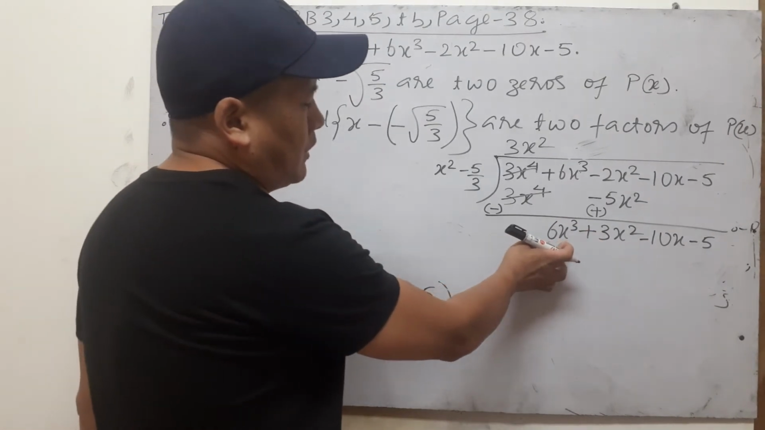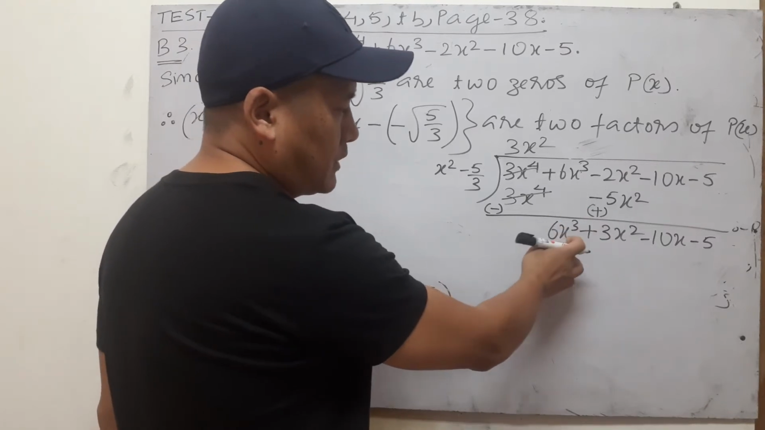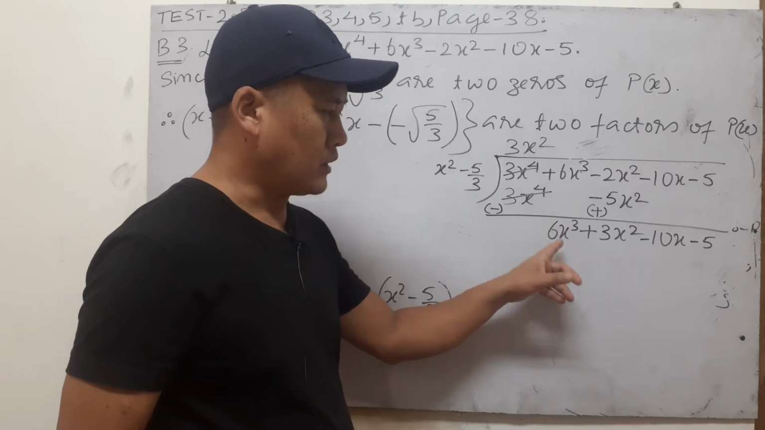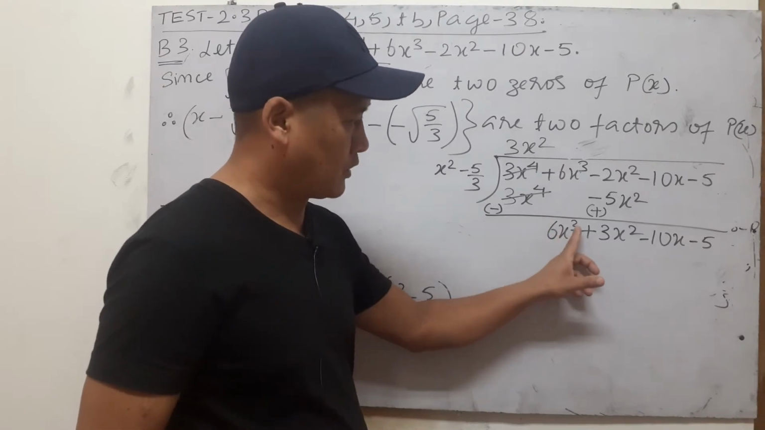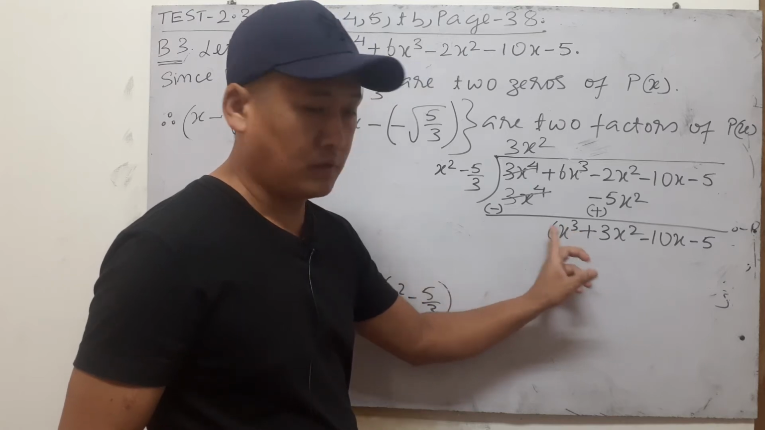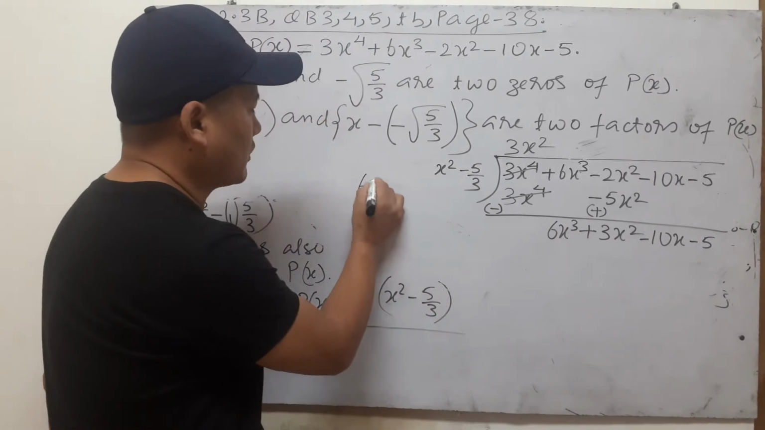So for that, we take the highest degree term of the new dividend here. Highest degree is the term having the highest power of x. The highest power of x here is cube, so the term having it is 6x cubed. So write that on your graph.